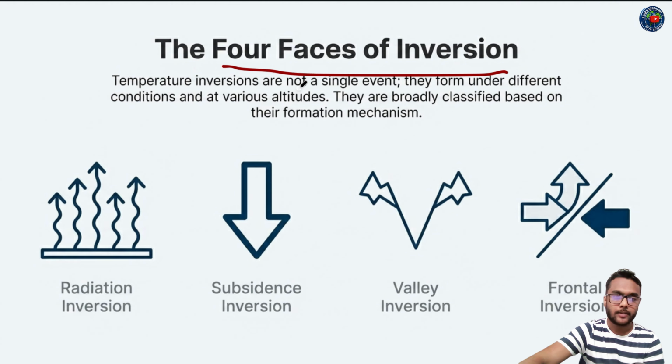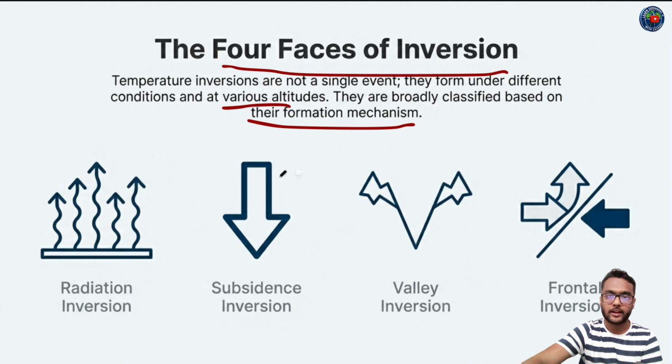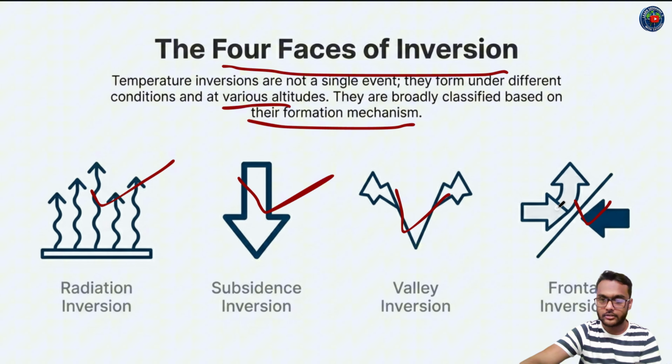Okay. Now there are 4 types of inversion. Okay, temperature inversions are not a single event. They form under different conditions at various altitudes. They are broadly classified based on their formation mechanisms: radiation inversion, subsidence inversion, valley inversion, and frontal inversion.